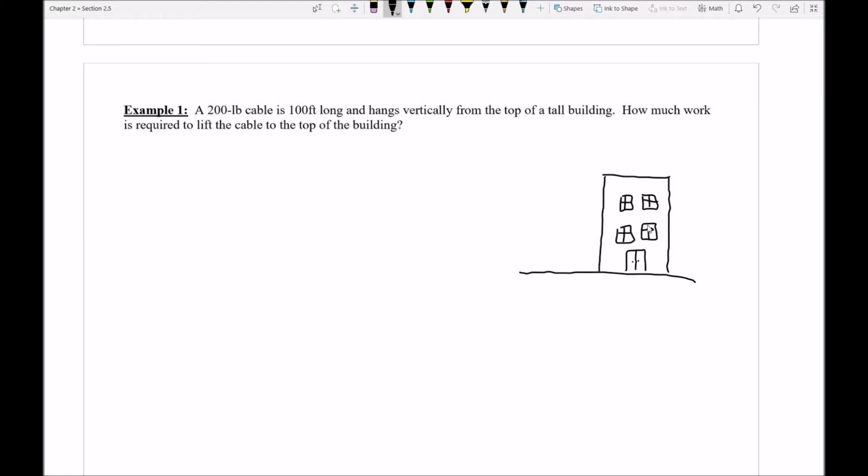Great, fantastic. And if there's going to be a cable that's at the top of this tall building, and I'm interested in the amount of work that's going to be required to lift the cable to the top, let's suppose I have a little person standing on the top of the building. It's either a very short building or a very tall person. And we're going to imagine that the cable is going to stretch like this. Okay, so this is the cable right here. We're going to imagine this person's going to reach out and grab that cable.